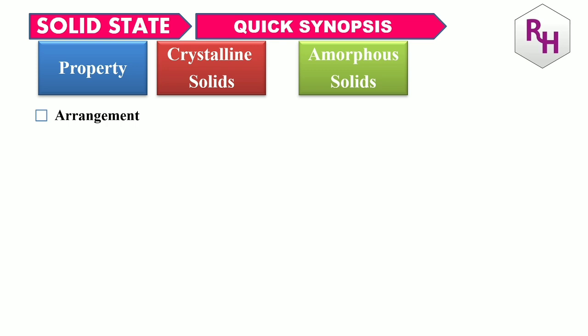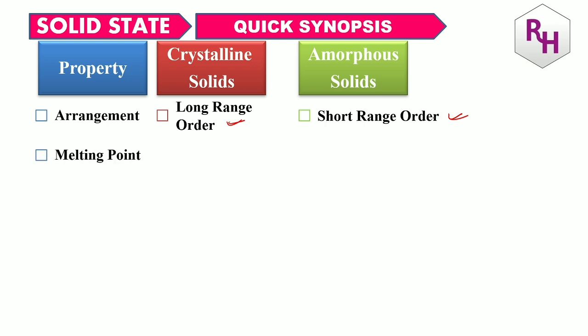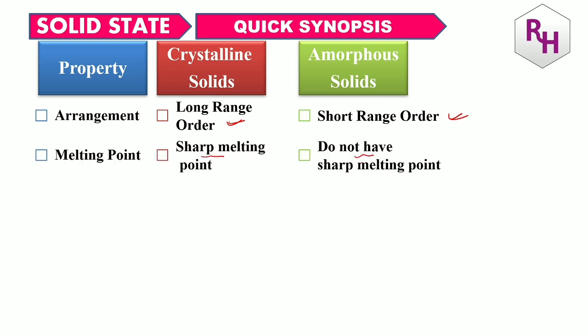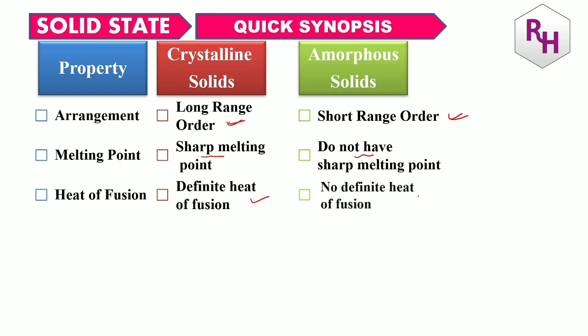First one you can see is orderly arrangement. Arrangement in the case of crystalline solids is long range order, and in amorphous solids it is short range order. Melting point: crystalline solids have a sharp melting point, and amorphous solids do not have a sharp melting point. Heat of fusion: definite heat of fusion for crystalline, no definite heat of fusion for amorphous. All these things you know, so it is not necessary to explain in detail.